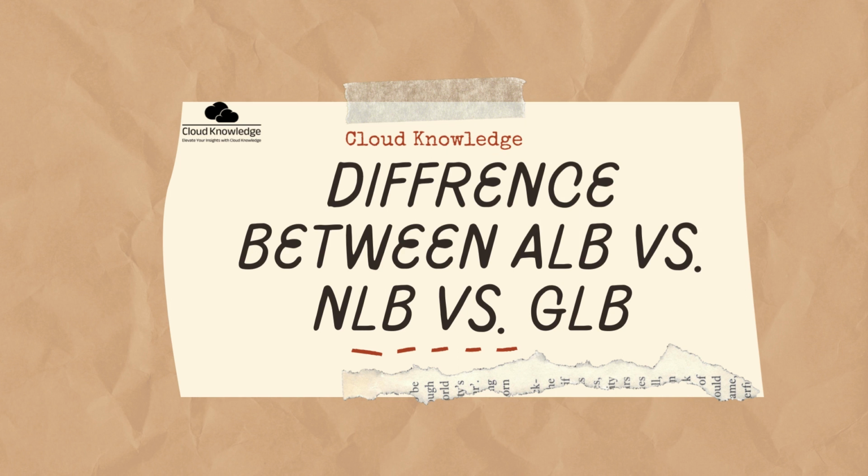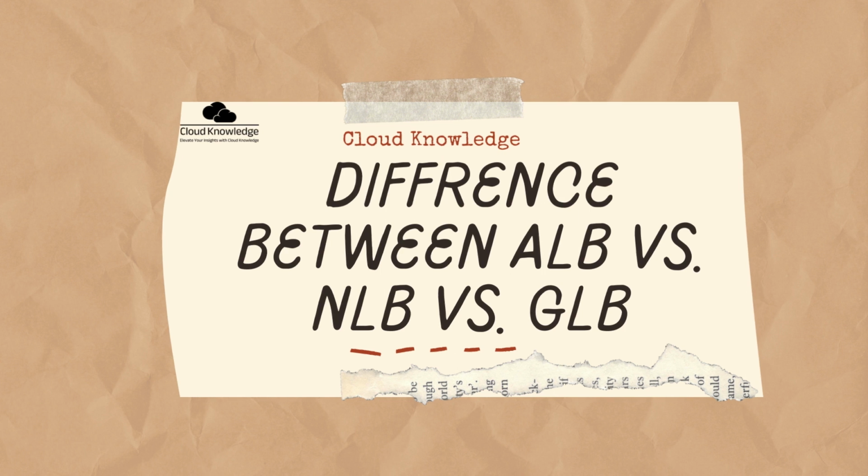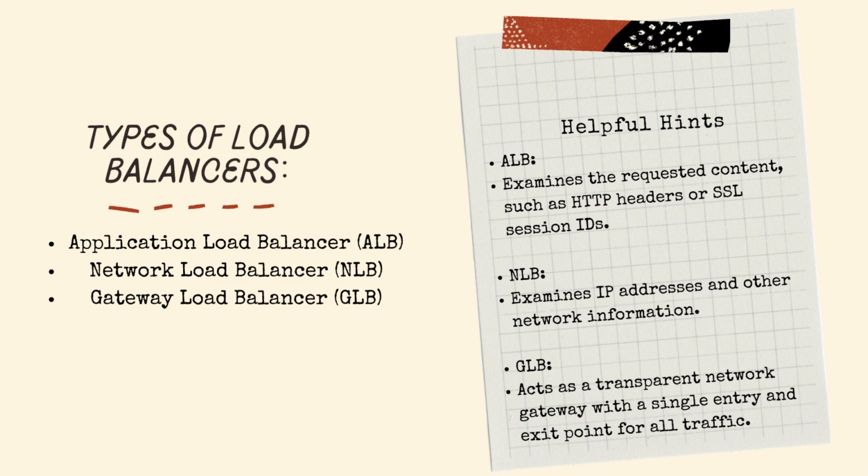Let's understand the difference between application, network, and gateway load balancing. There are three types of load balancer: application load balancer, ALB, network load balancer, NLB, and gateway load balancer, GLB, are the load balancers used in the cloud.